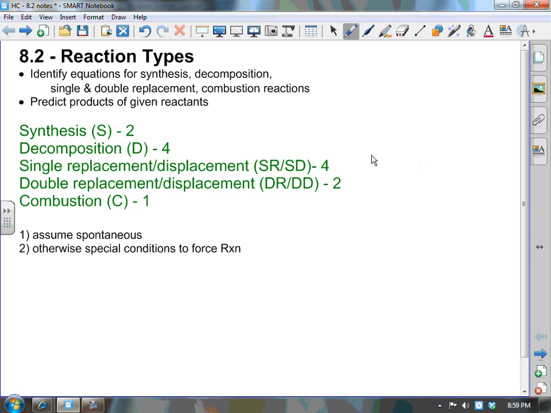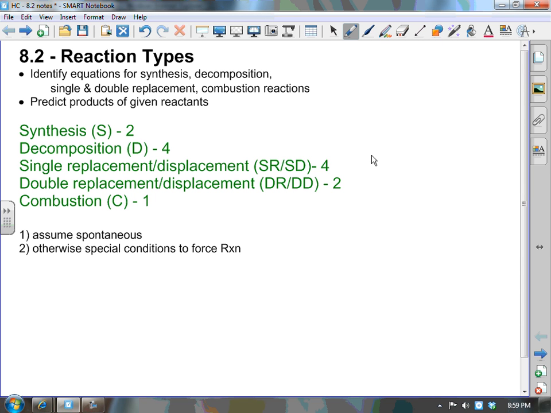Now, if we look at our examples here, a couple things we're going to do with these equations. We're going to talk about what's called synthesis, decomposition, replacement, in which are single and double, and then combustion reactions. This is only a sliver of chemical reactions, but these are the 5 most common that you always begin with. So after we've identified the type of equation, then we're going to predict the products given a set of reactants.